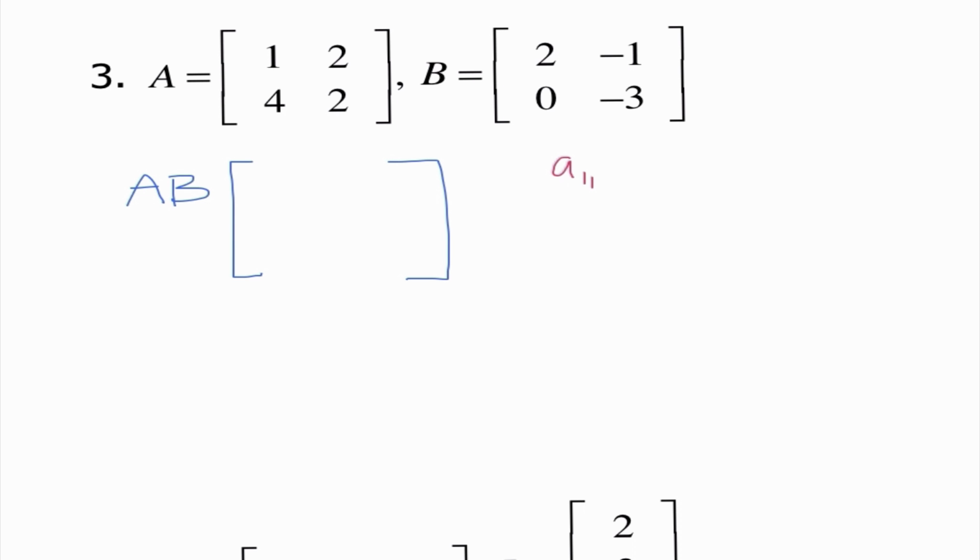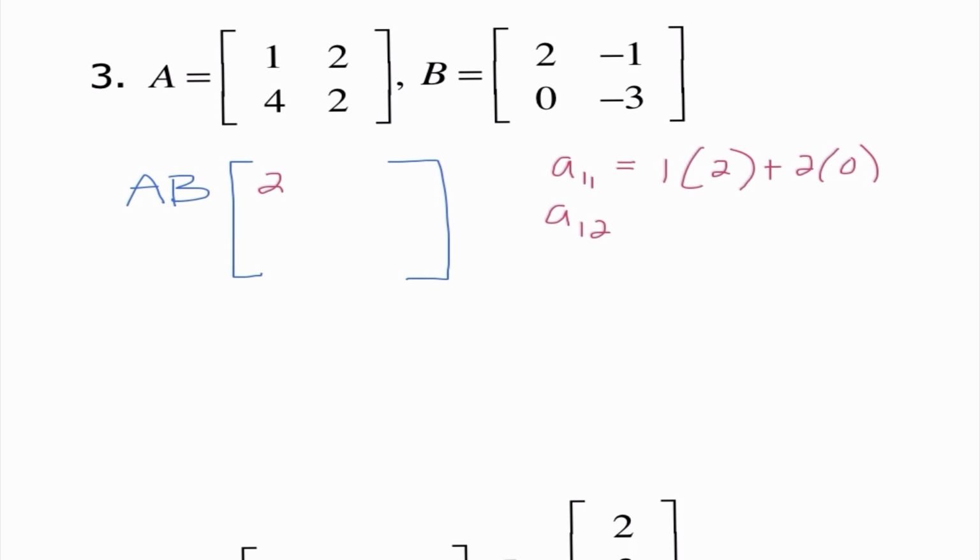A sub 1,1. Remember, this means row 1, column 1, so it would be this top left-hand corner. A sub 1,1 means I'm multiplying row 1 times column 1. So I have 1 times 2 plus 2 times 0, which is 2.